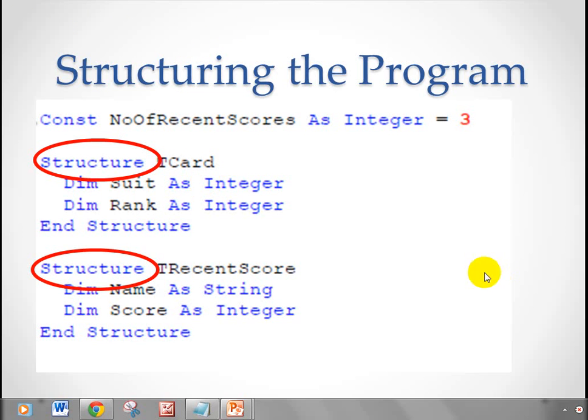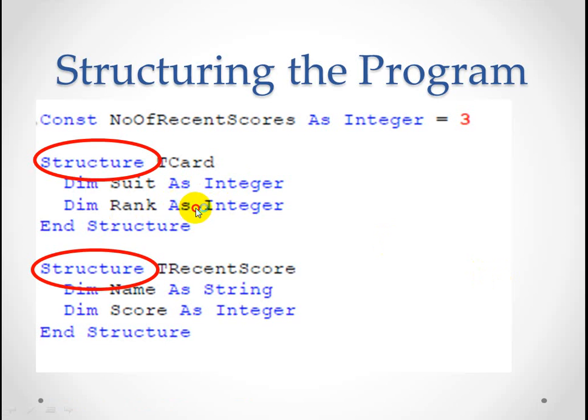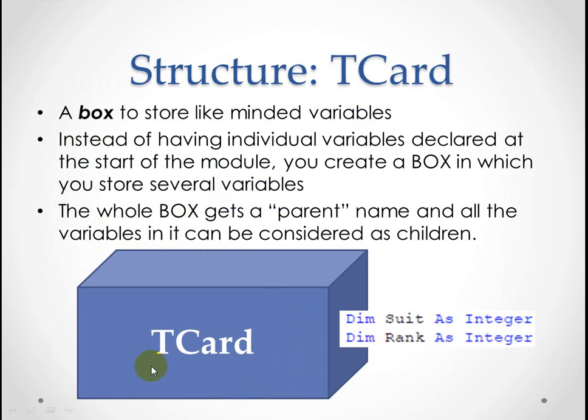I want you to have this idea of this box in mind. This box is called T-card. We call it a parent name. If you like, you could think of it as a big variable with 2 sub-variables, but it's more like what we call a parent name. The whole box gets a parent name, and all of the variables in it can be considered as children. So instead of having individual variables declared at the very start of the module, you create this structure or box in which you store several variables.